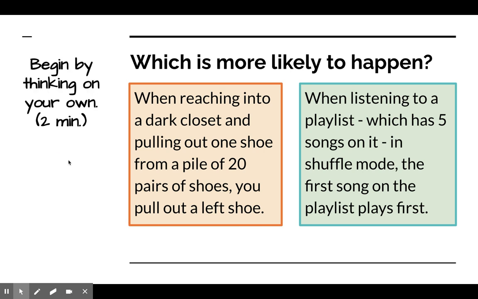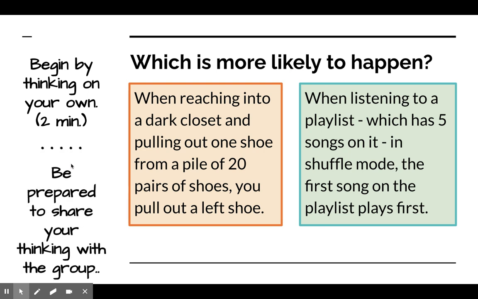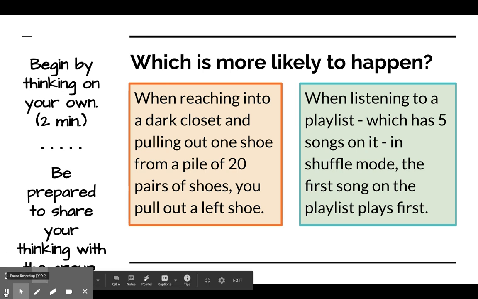So we're going to begin by thinking on your own for 2 minutes, and we want you to be able to be prepared to share your thinking with the whole group. So we're going to pause here for 2 minutes, and I want you all to think, out of these two scenarios, which one of these is actually more likely to happen? All right, let's have two of you all share out what you think is most likely to happen, and then just explain why, and then we'll come back together to check our answers.